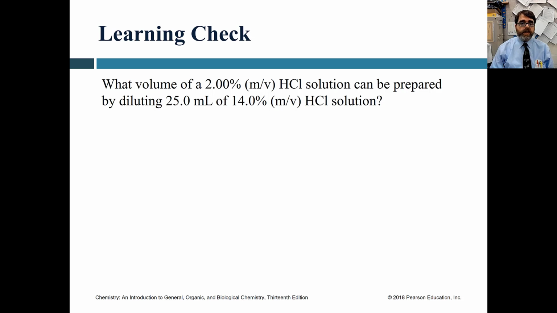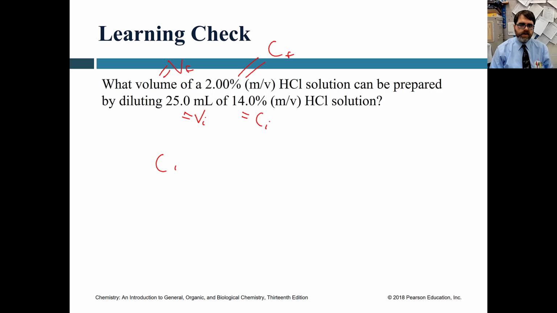Same thing works out here when we have a mass volume percentage. So this one here, what volume? So we want to know volume final of a 2% mass volume. So that is our concentration final. Reading ahead, it can be prepared by diluting 25 milliliters. That's going to be volume initial, of 14%. That's going to be concentration initial.